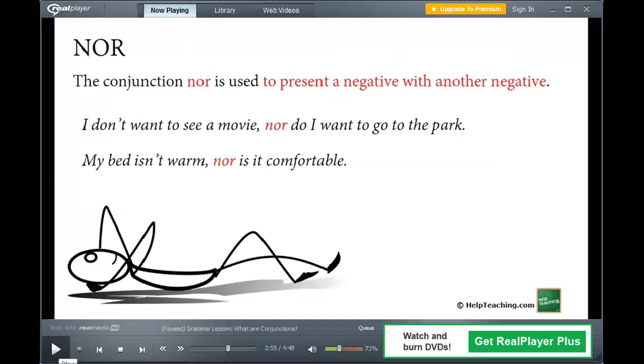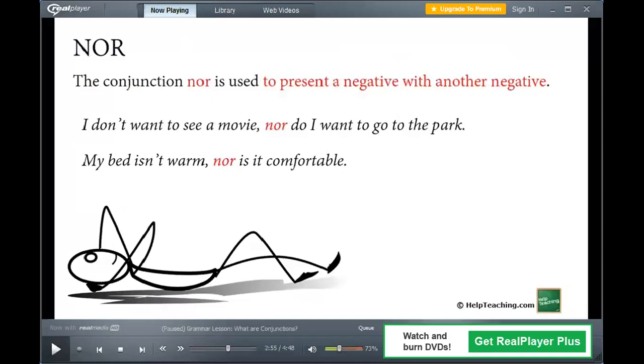So when you come to the word nor, the conjunction nor is used to present a negative with another negative. Anything that is negative, something that has to do with no or nor or not. For example, you say, I don't want to see a movie. Right? That is a negative sentence.